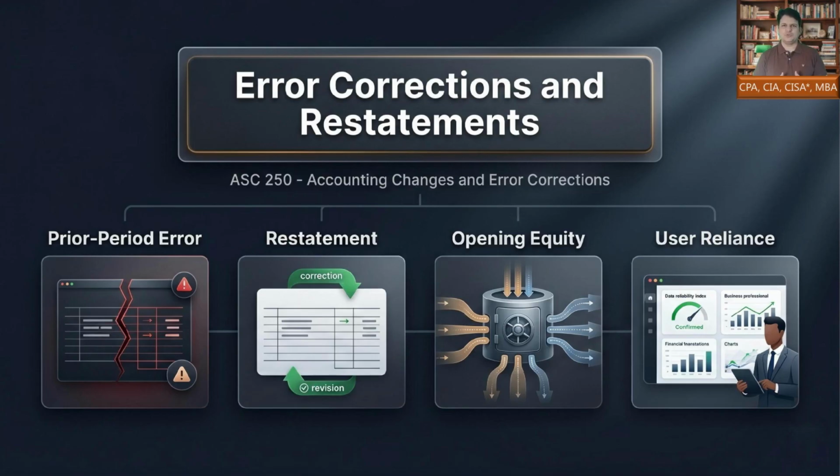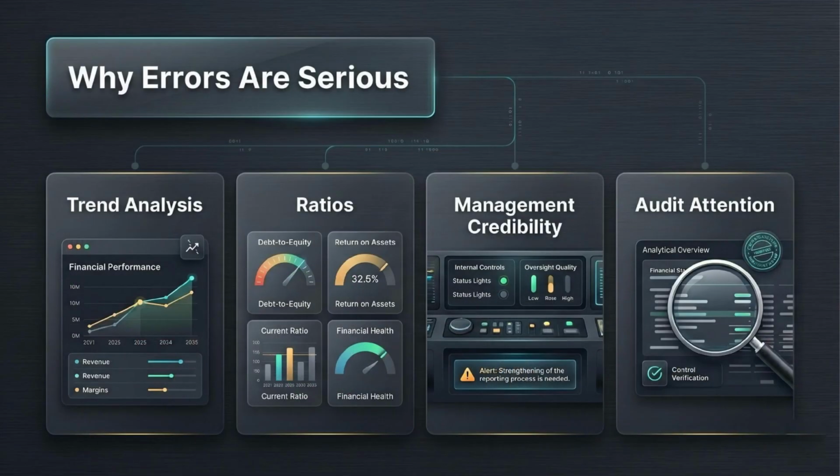That changes the tone immediately. We are no longer updating a reasonable estimate, we are correcting a past reporting failure. And when that error is material, restatement becomes the central tool. Why are errors so serious?